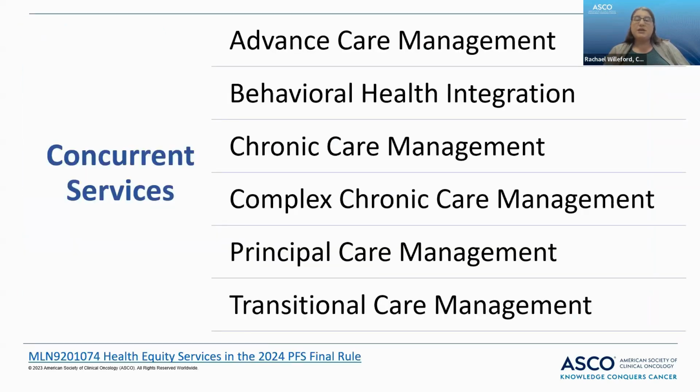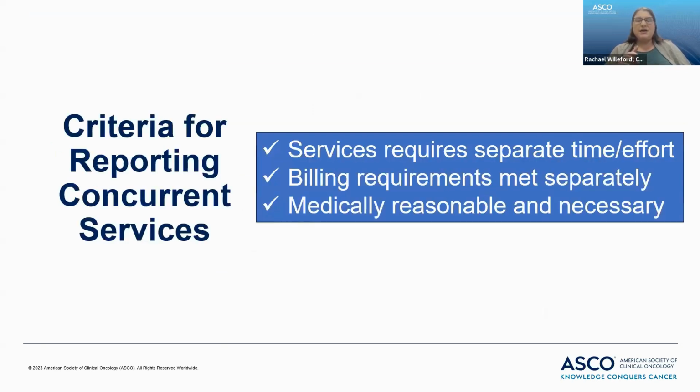Concurrent services for navigation. Our patient navigation services could be reported with advanced care planning or management, behavioral health integration, chronic care management, so your care managements, principal care management, and transitional care management. But what is a concurrent service? It's services that require separate time and effort. So the billing requirements for both the navigation services and these concurrent services are separate. They are met separately. They don't overlap. And of course, the services must be medically reasonable and necessary.